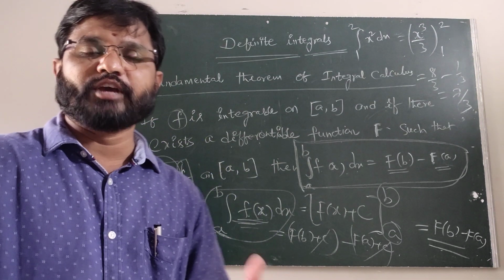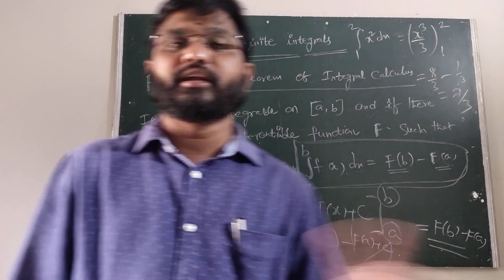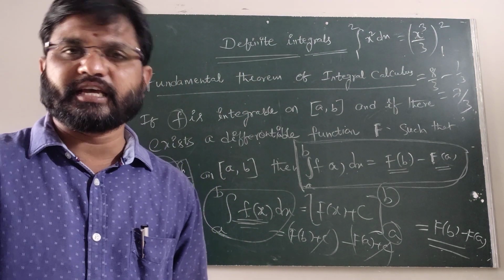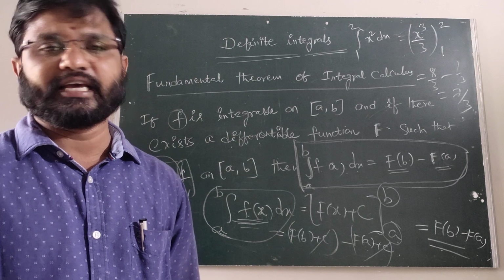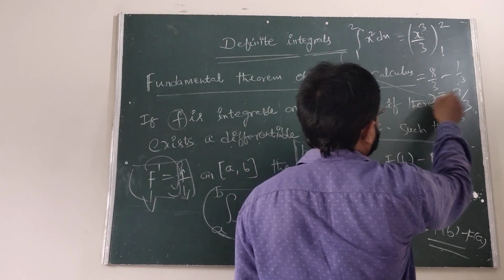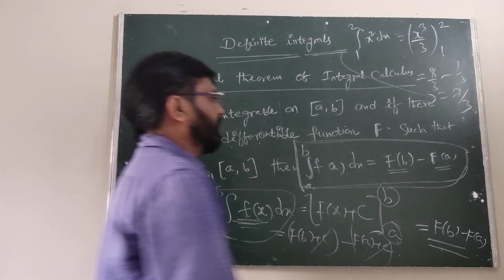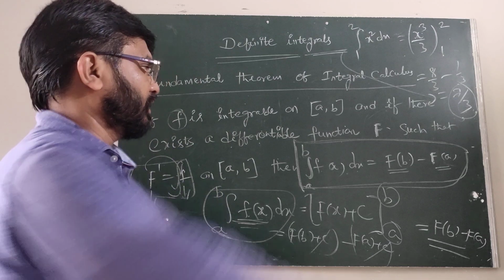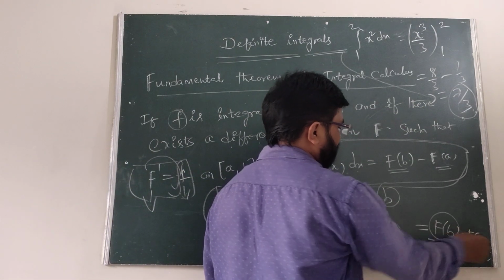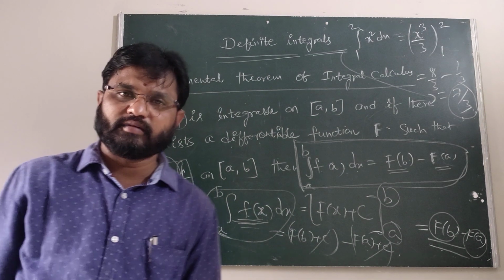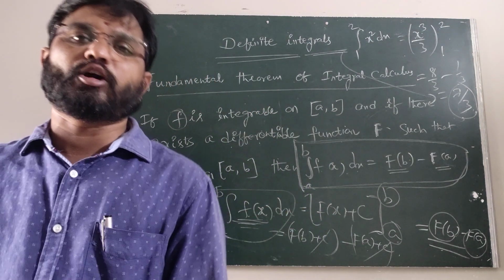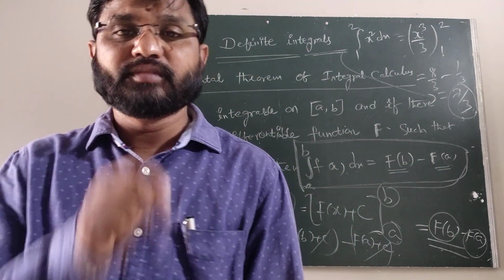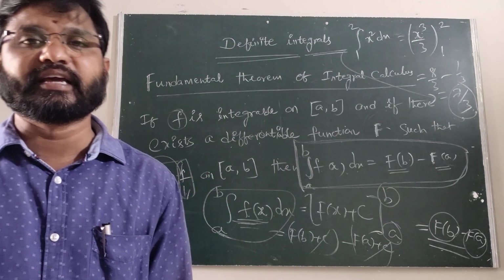So here clearly we observe the comparison of the indefinite and definite integral. In the indefinite integral, we get again a variable function in x, but here this is a numerical value. The definite integral always represents a numerical value. 7 by 3 here is a numerical value. F of b minus F of a is also a numerical value. Is it clear? So in the definite integral we must take the upper and lower limit. That is called the fundamental theorem of the integral calculus.